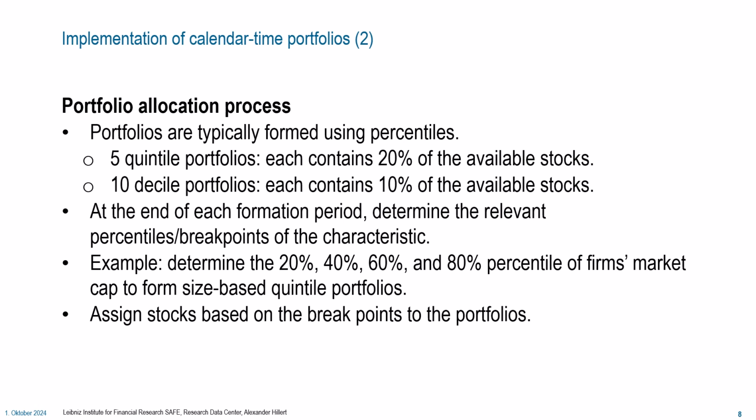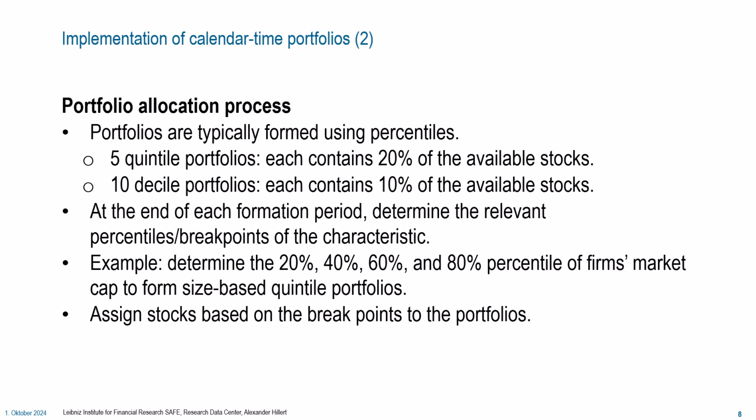In empirical asset pricing research, we typically form portfolios using percentiles to assure that each portfolio has the same number of stocks in it. And two popular approaches are quintile portfolios, meaning you have 5 portfolios and each contain 20% of the available stocks in the full cross-section. Or you could have decile portfolios, which means that each portfolio has 10% of the available stocks in it.